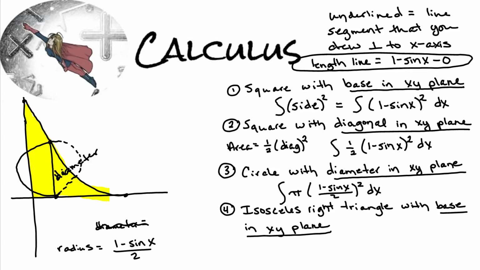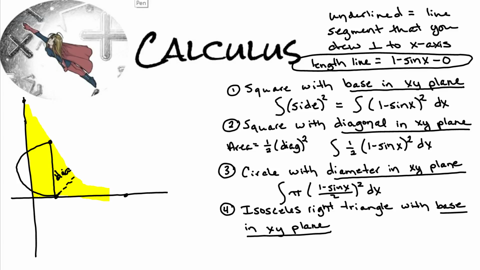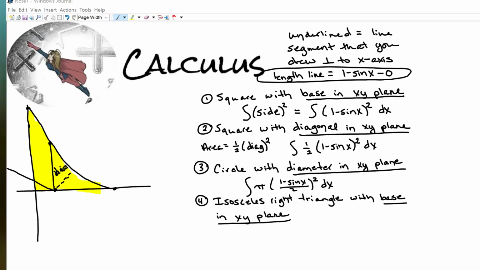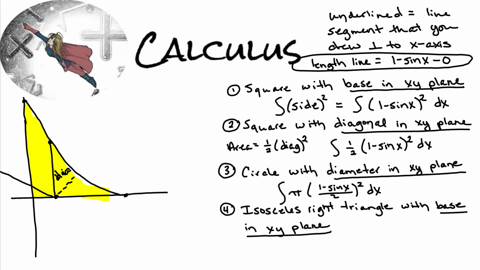All right, and then the final cross section, let's just erase this stuff. And we'll put that line back in. So the final cross section says that it's isosceles right triangles with the base in the xy plane. Okay, that's going to look like this. So it's the base of the triangle. So here we come up and out, and then connect it back down. There we go. And this will be our right angle.